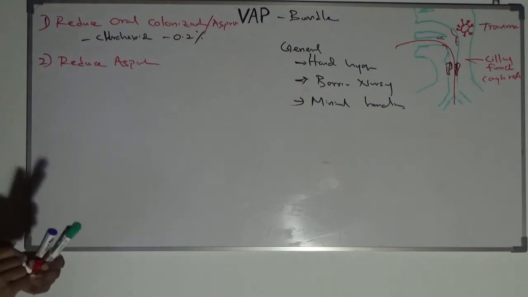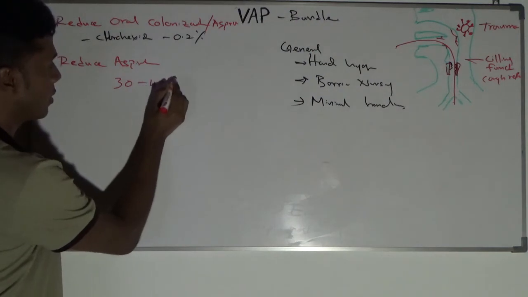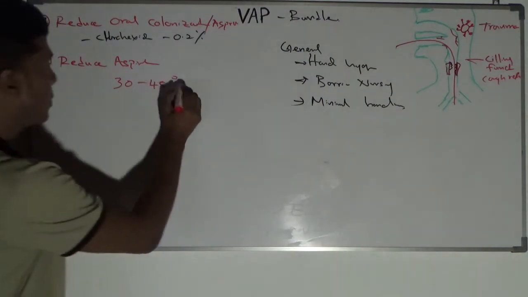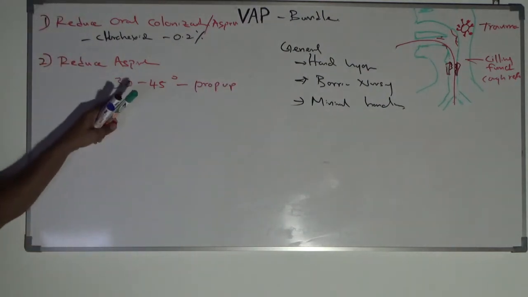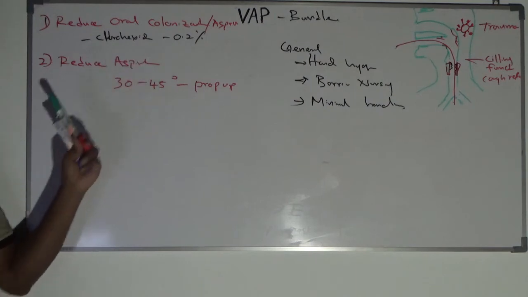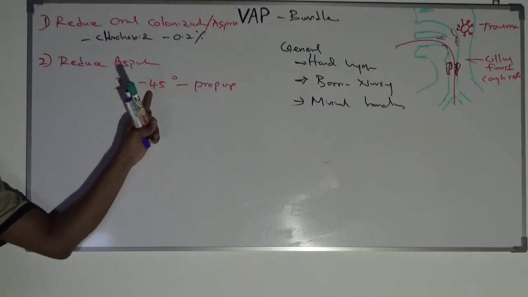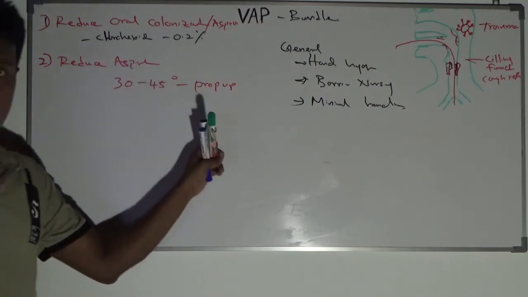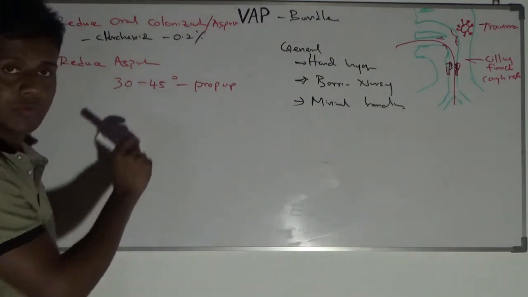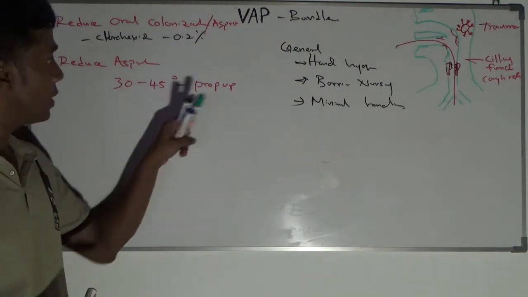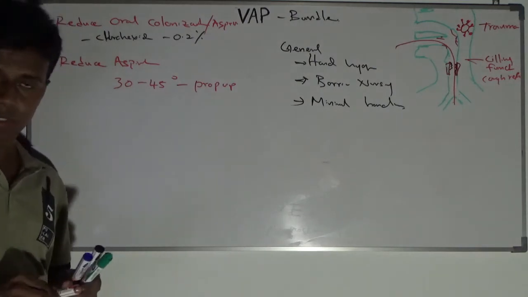For the reduction of aspiration, you have to prop up the patient 30 to 45 degrees. Even 30 or 40 degrees were not found to have any beneficial effect, but when you turn more and more, like 45, it can impair the venous return and the patient can be hemodynamically unstable. There is no difference between 30 and 45 in prevention of VAP, but 45 can be associated with hemodynamic instability.